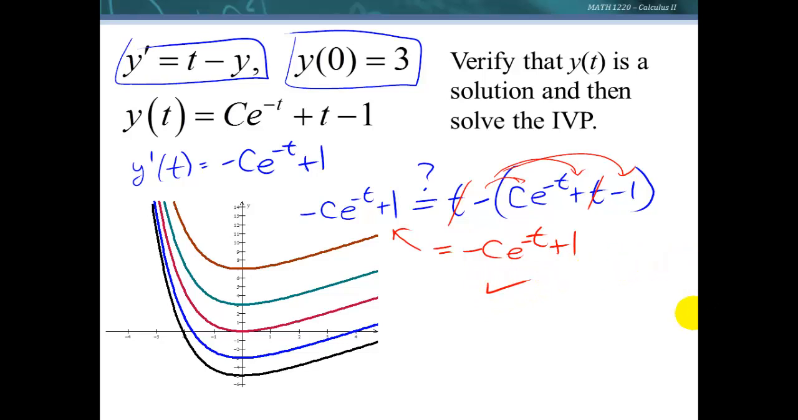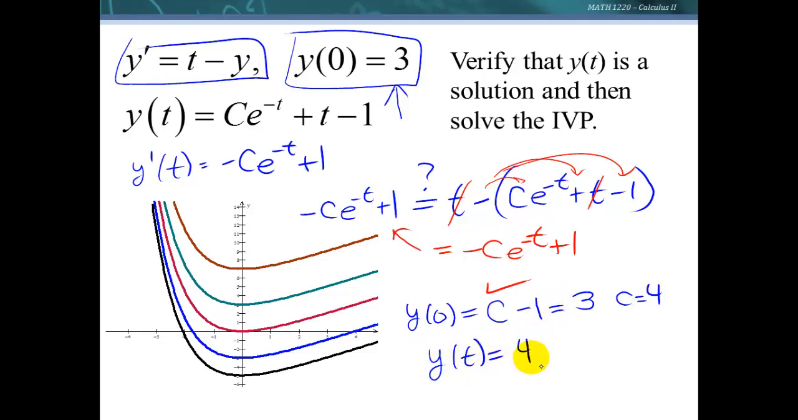So now we need to figure out what the c would be to have this as an initial value. So we would take this solution and plug in 0. So this would be c e to the 0, which is 1, plus 0 minus 1, and that needs to equal 3. So c would need to be 4. So the specific solution would be y of t equals 4e to the negative t plus t minus 1. So we could look here, and here's the one at 0.